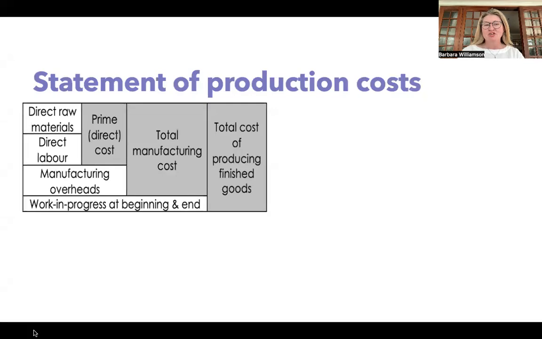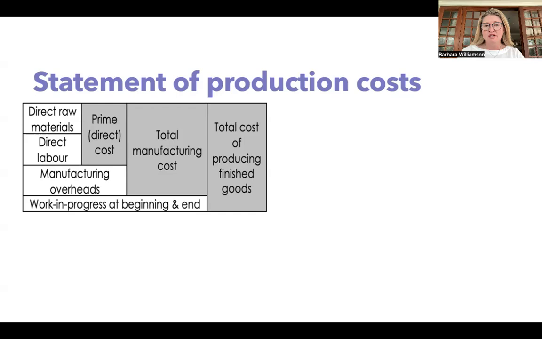A statement of production costs is going to include all your costs of production, obviously. So you already know you've got your direct raw materials and your direct labor. These together are known as your prime or your direct costs. Last year, you would have just done them on their own as general ledger accounts. Now we are actually going to create a special little section for them in our manufacturing statement. Our manufacturing overheads will then be added to the prime costs to give us the total manufacturing cost.